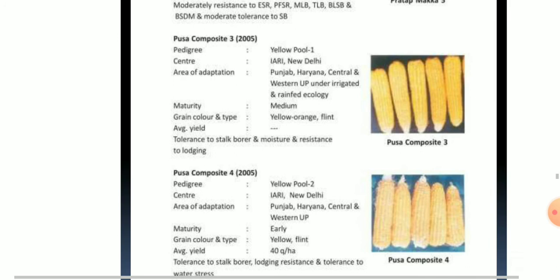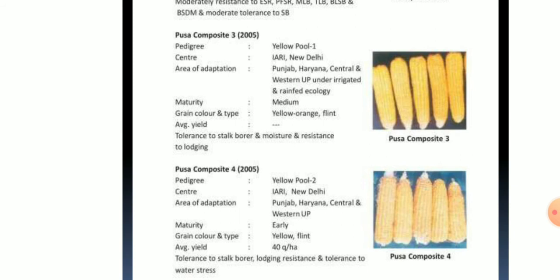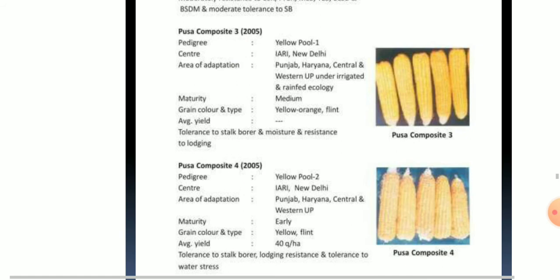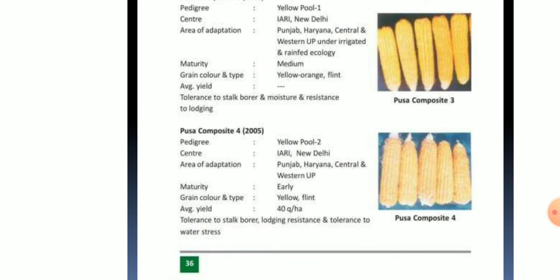and the other breeding method also used is mass selection, and this is Yellow Pool 1, Yellow Pool 2, the ancestry of the Pusa Composite. The center for Pusa Composite 4 is IARI New Delhi, and the area of adaptation is Punjab, Haryana, Central and Western UP. It is tolerant to stem borer and tolerant to water stress.